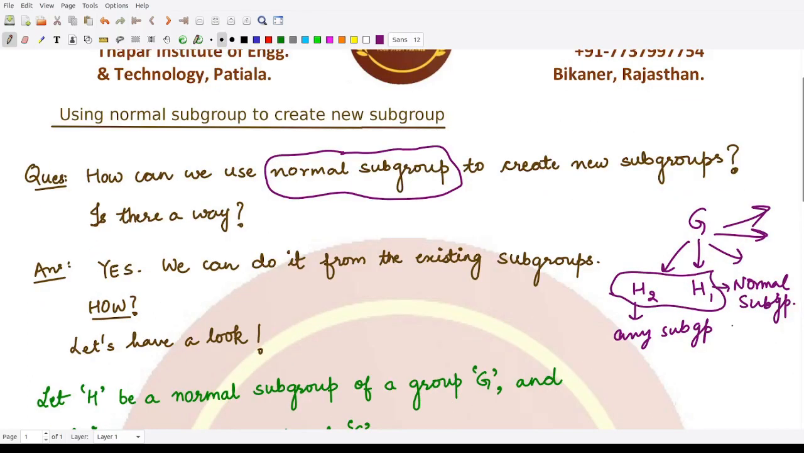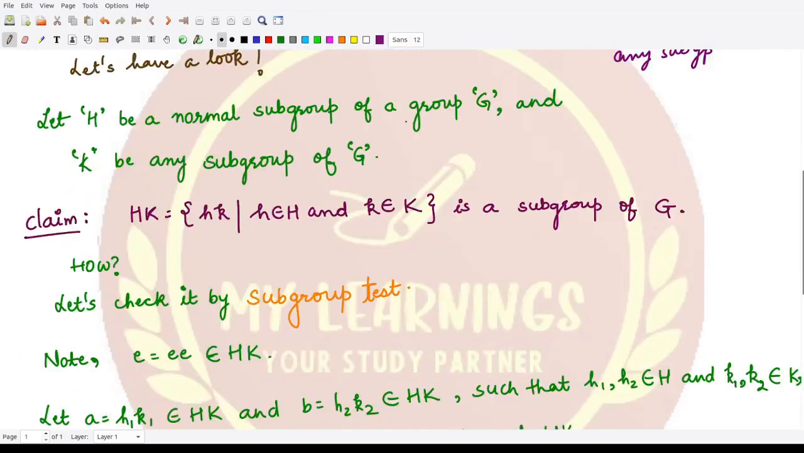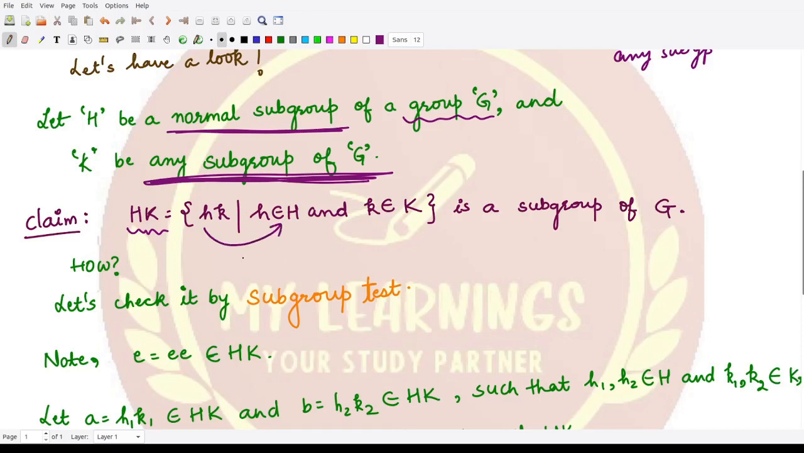The procedure here tells you that if we take G to be some group, and we take H to be a normal subgroup of it, and let's take K to be any subgroup of the group G. Then we have HK, which is defined in a manner that the first element h has been taken from the normal subgroup and this small k is taken from any subgroup of G. Then this whole set HK would be a subgroup of G. This is the result.